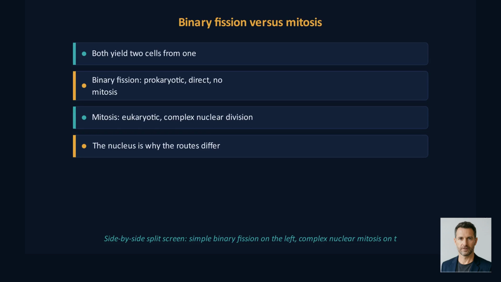The reason for the difference traces straight back to where this episode began. Eukaryotes carry their DNA inside that membrane-bound nucleus we built earlier, so dividing it demands an elaborate, regulated procedure. Prokaryotes have no such nucleus, so they need no such procedure. Structure dictates strategy. How a cell is organized determines how it must divide.